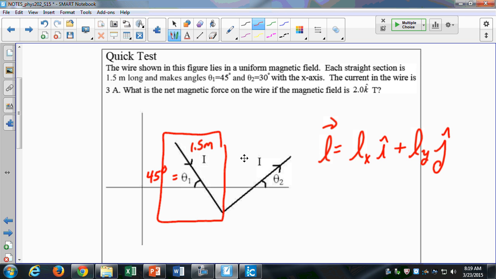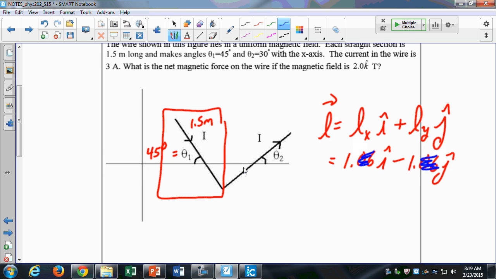Does anybody have the x? What is the x? 1.5 cosine 45? Okay, I'm going to call it 1.06 for now, i minus, it's going to be the same for the j. And now we want to know, actually to make this easier, let's just call this 1i minus 1j. Alright, and now I want to know what is the net magnetic force. So this is just a cross product. That should be pretty easy for you by now.